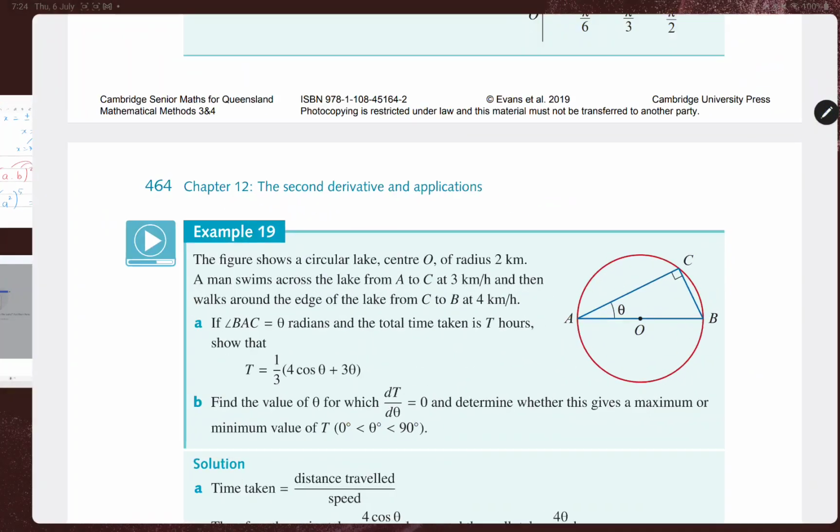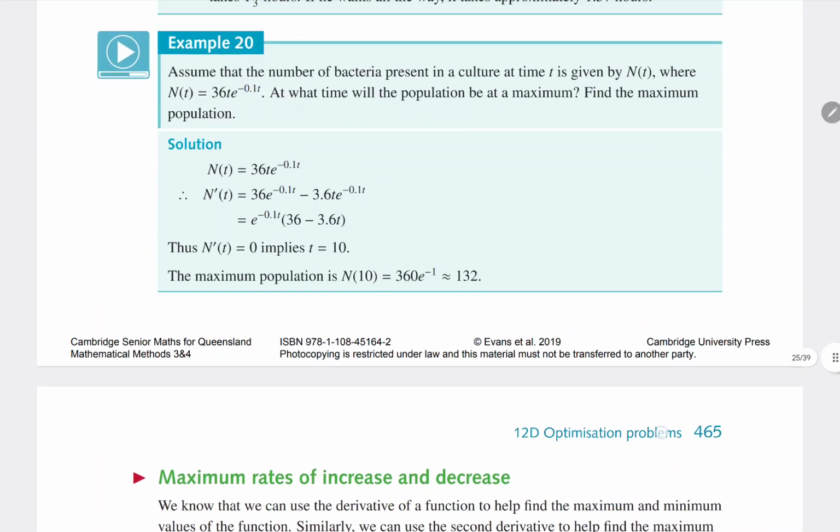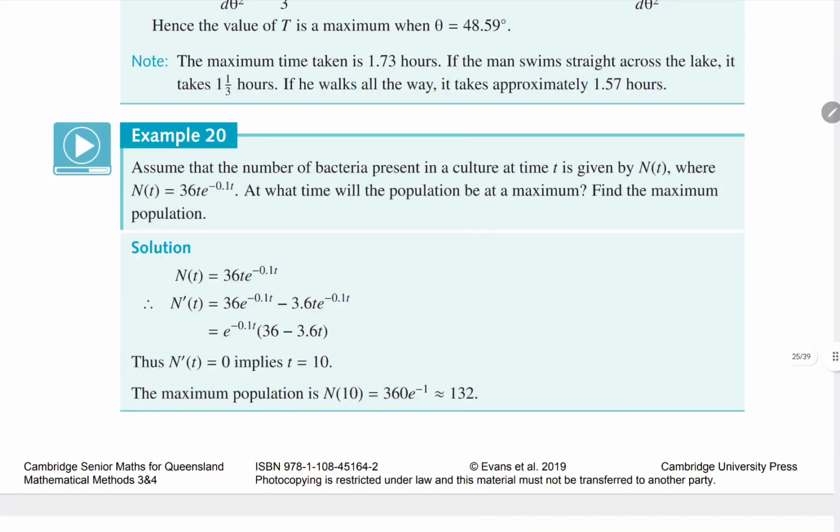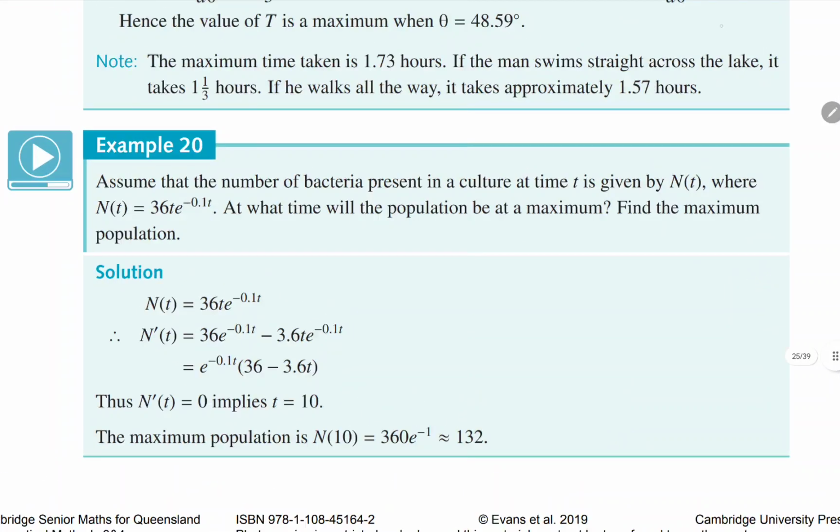All right, let's see. We probably won't be able to do 2 equations at the same time, but I'll just show you the answer for example 20. It's not too difficult. The number of bacteria present in the culture is NT, and NT equals to this equation here. At what time will population be maximum? Find the maximum population. Well, it's just derive it, right? And then solve it. So let's just say this one equals to 0. Let's say we don't know what t is first.